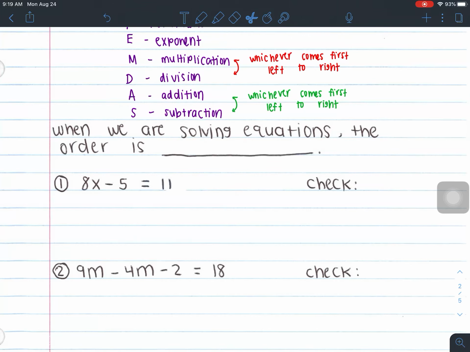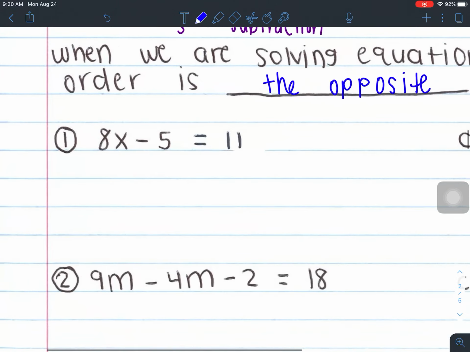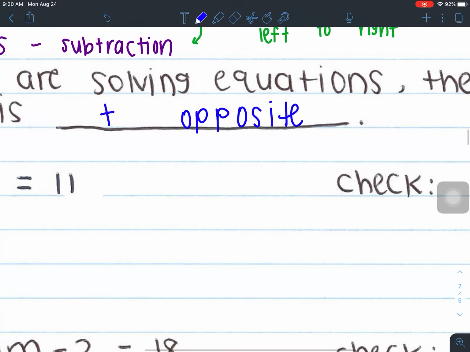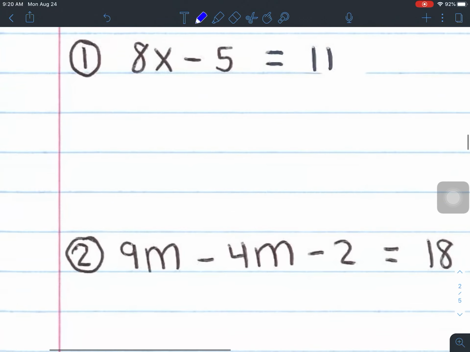All right, so when we are solving equations, when we review PEMDAS, we're just simplifying. But when we're solving equations, the order of operations is actually the opposite. So really, we're starting on the addition and subtraction side rather than starting at parentheses. And I want to emphasize the opposite because we do tend to forget that it's opposite. We want to make sure we do remember it's opposite.